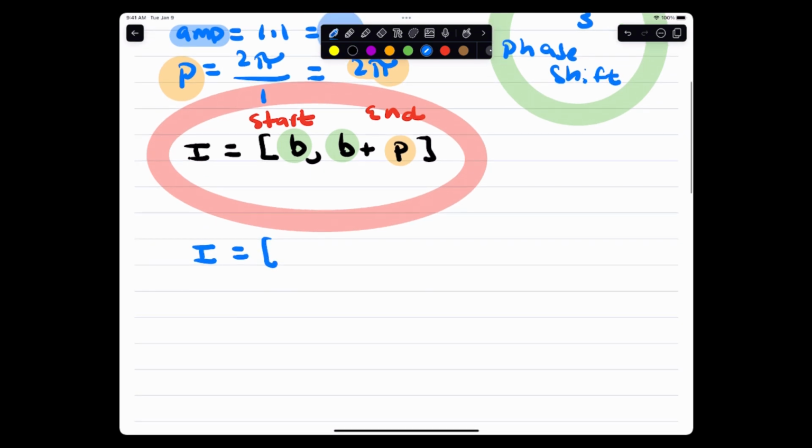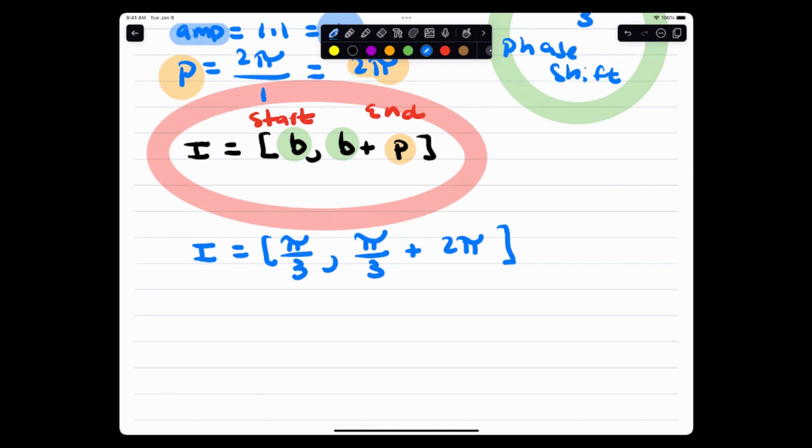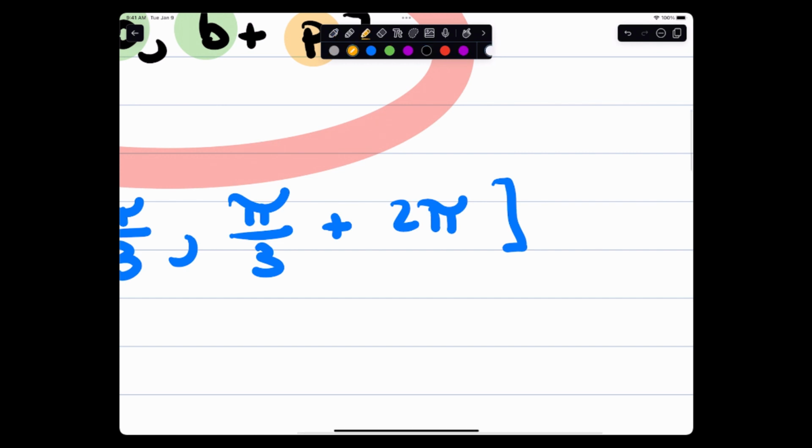So what is your phase shift going to be? Pi over 3. Now I have pi over 3 plus the period of 2 pi. So ladies and gentlemen, here starts our career with arithmetic, because this is where people need to focus. Pi over 3 plus 2 pi.